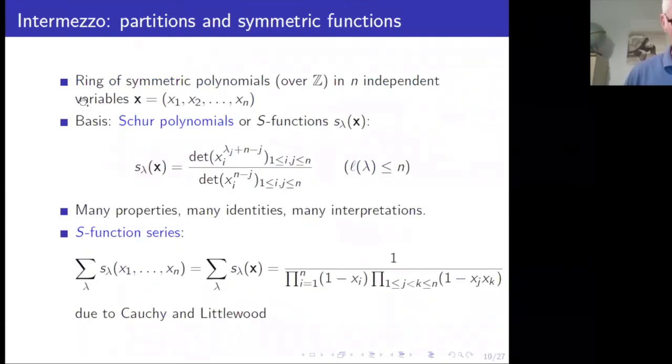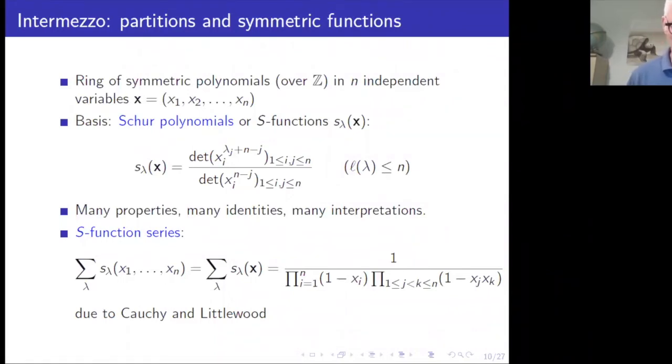Now, these partitions are important for us because they can be used in various contexts, but for us, they are used as labels of the ring of symmetric functions in a number of variables. And this ring of symmetric functions, with integer coefficients I should say, has many bases. The standard reference for this is the book by Macdonald on symmetric functions. And the most interesting bases are the bases of Schur functions or Schur polynomials. I've given just one definition here with a Vandermonde determinant in the denominator and another determinant in the numerator, but it's a symmetric function.